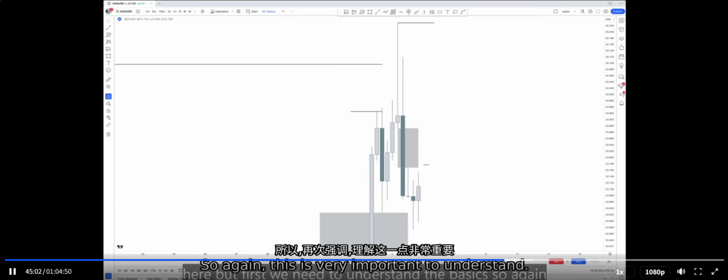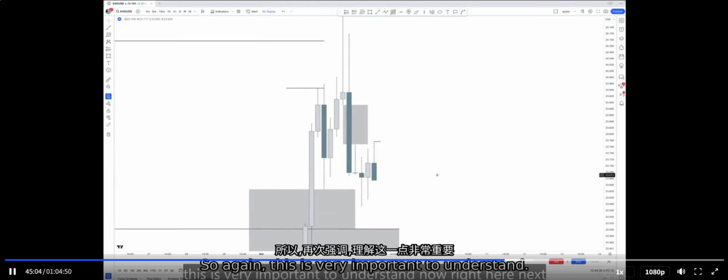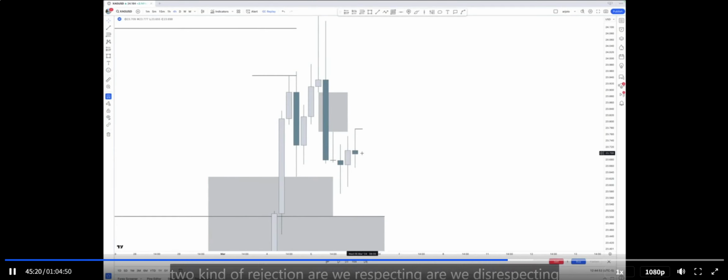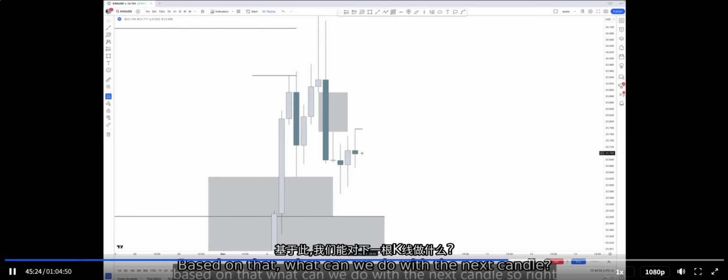So again, this is very important to understand. Now, right here, the next candle should then again, simply said, be a down candle. So it's constantly a process, right? It's constantly a step-by-step thing. We're coming into a premium array, monitor 2 candle rejection. We're coming into a discount array, monitor 2 candle rejection. Are we respecting? Are we disrespecting? Based on that, what can we do with the next candle?